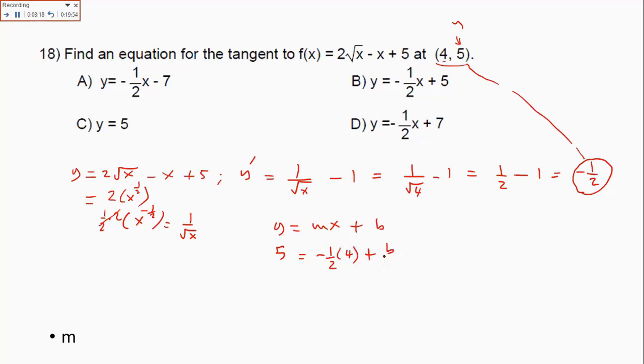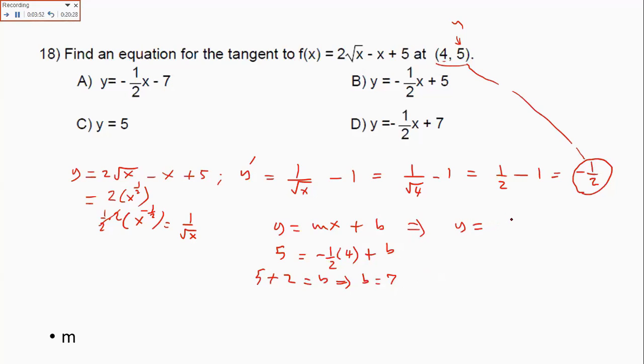Now, we have to find out the value of b, right? 4 multiplied by negative half will give us negative 2, right? And then negative 2, we take it to the other side, it will be 5 plus 2, which is equal to b. That means b is equal to what? 7. 7, right?